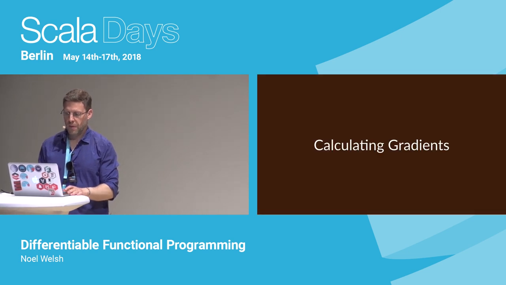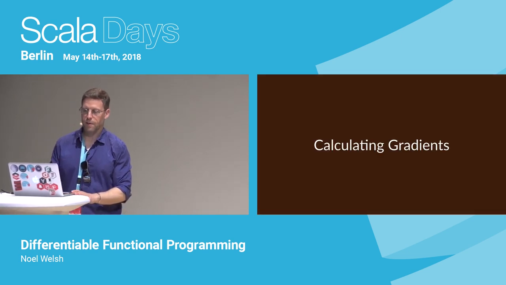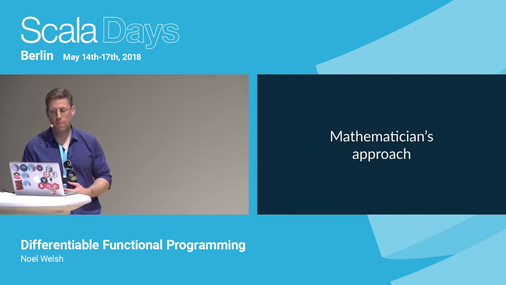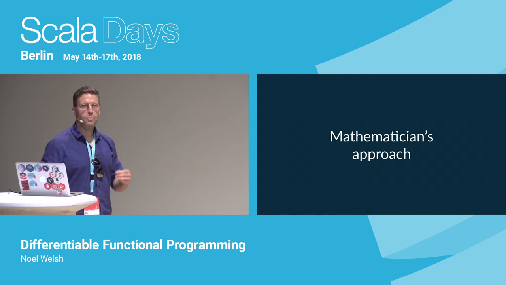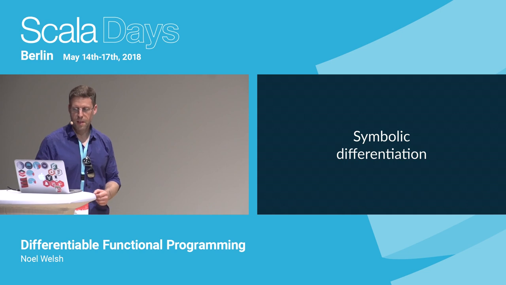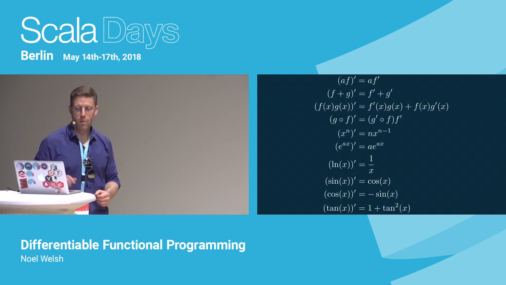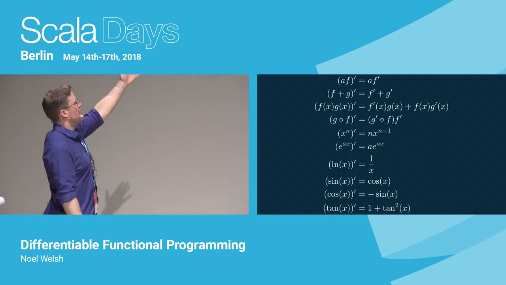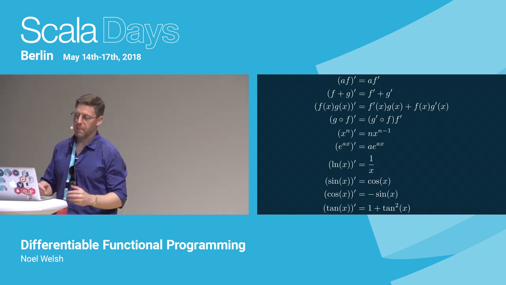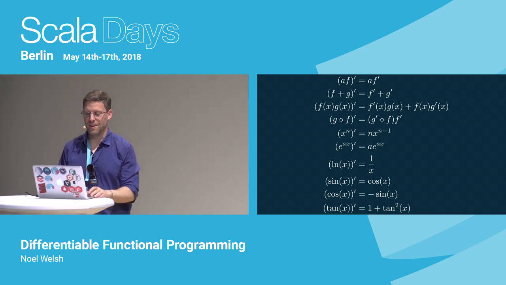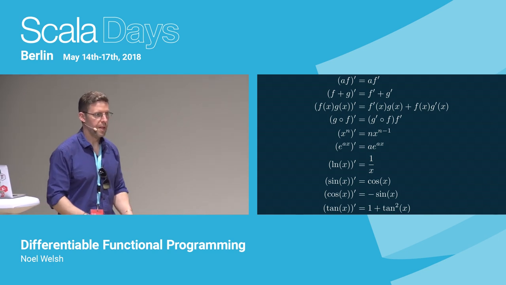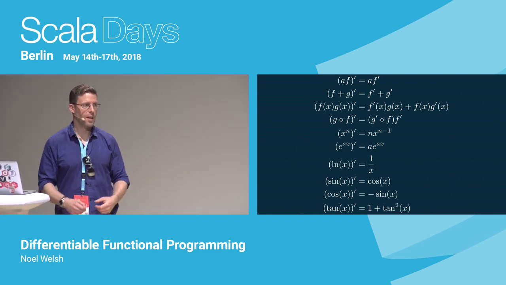Okay, so derivatives compose, but how do we actually calculate the gradients? There are different approaches here. One is what I like to call the mathematician's approach, probably the thing you learned in school, otherwise known as symbolic differentiation. Basically, you write down your equation, and you get a whole ton of rules. Here are a few of them. You probably remember a whole bunch more, or maybe you don't. I didn't remember them until I looked them up. You look over your equation and grind through the rules, finding the rules that match and applying them until you get a derivative.